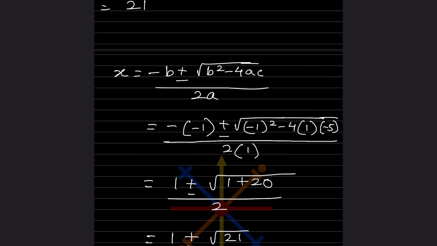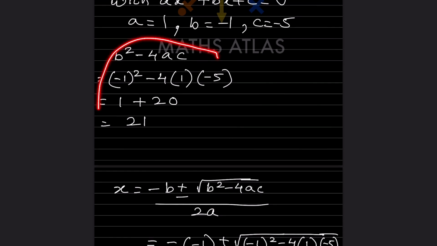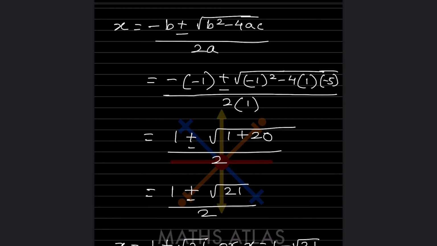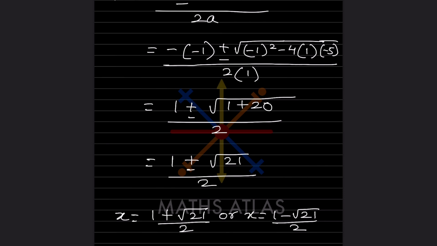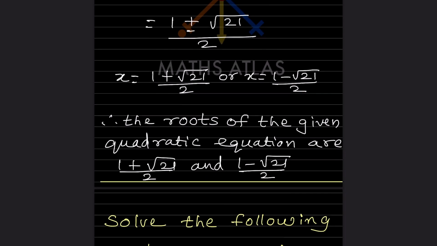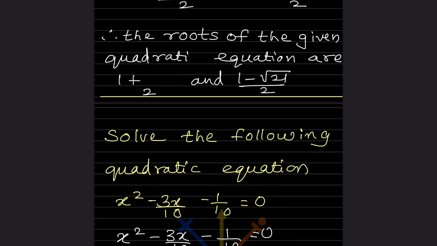The same thing is over here. B square, the value is here, a is here, and c is here. So hope you got it. Otherwise, since you are done with b square minus 4ac, you can directly put it over here. In this place, you will start with this step, that is 21. So here, that is 1 plus root of 21 divided by 2. And here is 1 minus root of 21 by 2. So these are the roots of the equation.